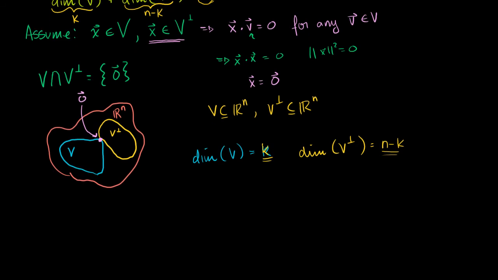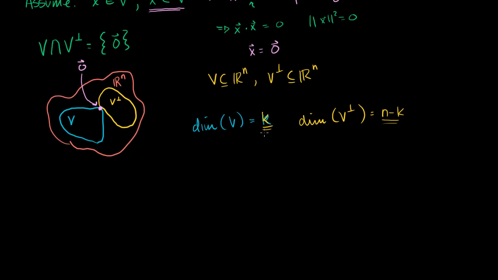Now, what does dimension mean? It means that's the number of linearly independent vectors you need to form a basis. So let's say that I have k vectors as a basis for V. So let's say I have v1, v2, all the way to vk, and this is a basis for V, which just means they're all linearly independent and they span V. Any member of V right here can be represented as a linear combination of these vectors. Fair enough.